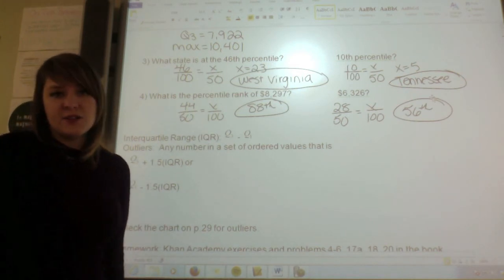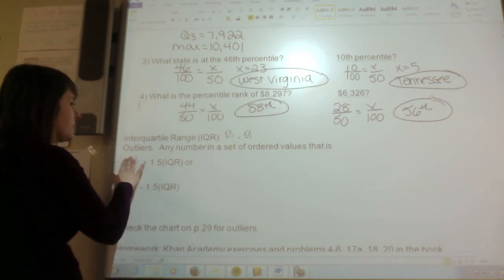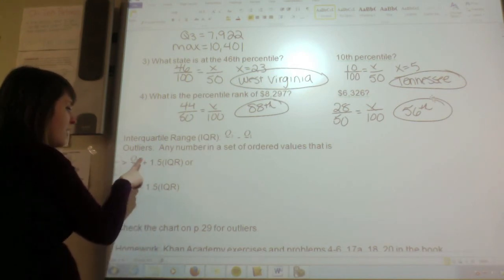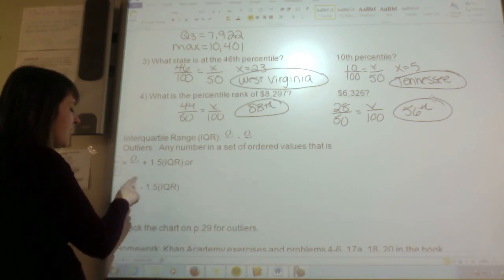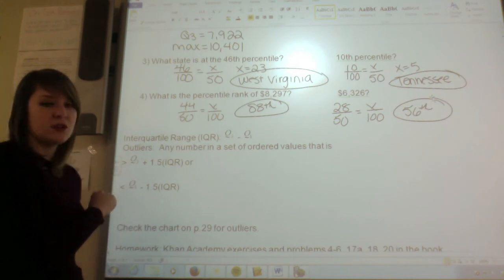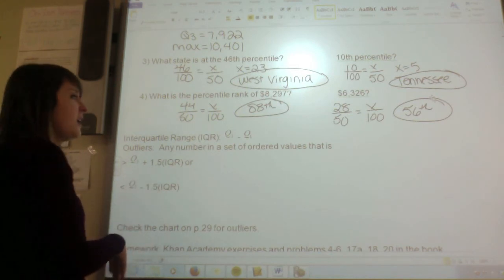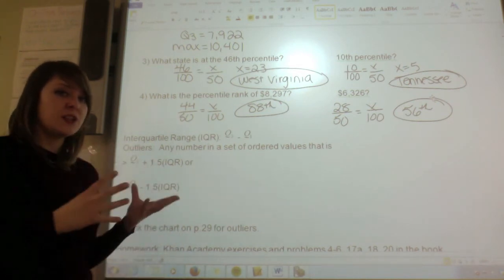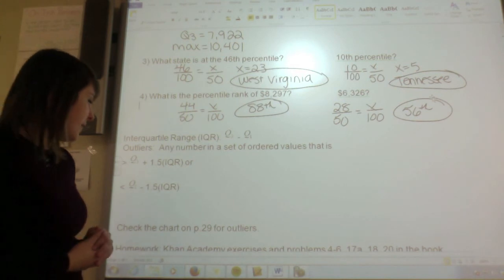We can also find outliers using this interquartile range by using the IQR criterion. Outliers are any number in a set of ordered values where we have something greater than our upper quartile plus 1.5 times our interquartile range, or something less than our lower quartile minus 1.5 times our interquartile range. This is called my 1.5 IQR criterion for outliers. Basically, if I find this 1.5 times IQR and add it to and subtract it from my upper and lower quartile, it'll give me a range of my data that is reasonable, and anything outside of that range would be considered an outlier.